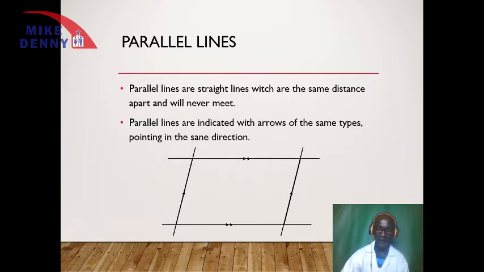When you have a pair of parallel lines, you indicate them with arrows of the same type. Like these two, they have arrows of the same type. These ones, they have arrows of the same type. That's how you indicate parallel lines.